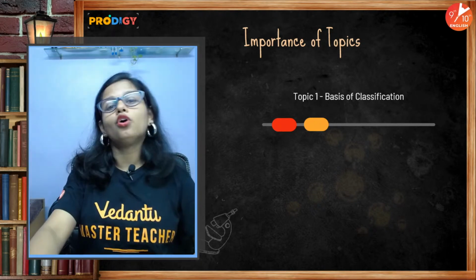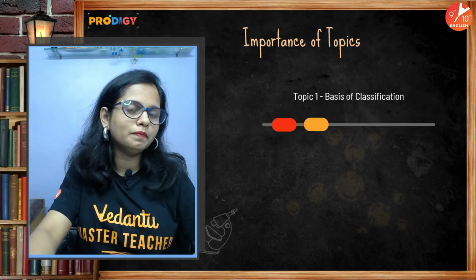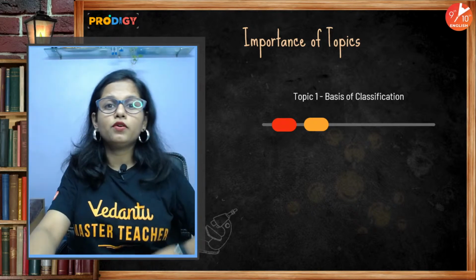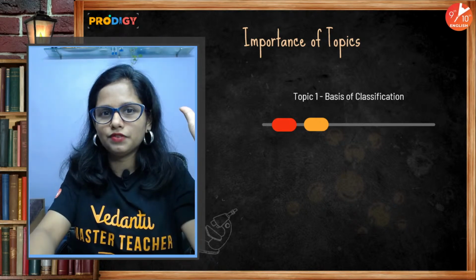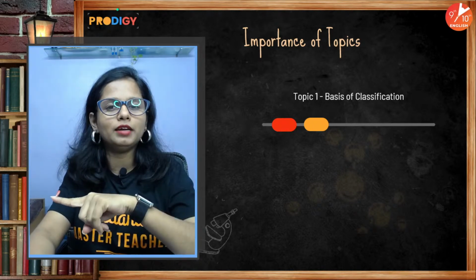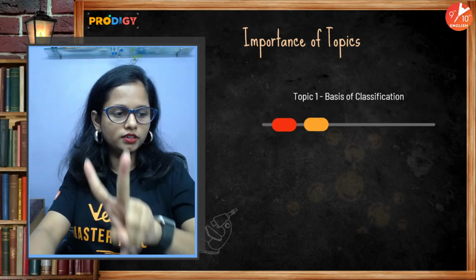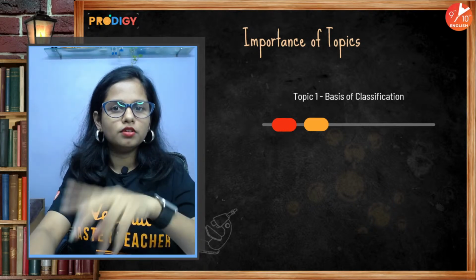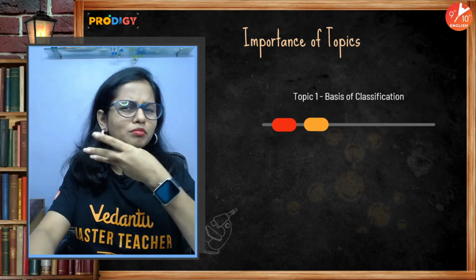But the criteria for classification of the animal kingdom is really interesting and really important, because if you don't understand that part, you won't be able to understand animal classification. So I will rate it 5 on 5. General basis of classification of living organisms: 2. Criteria for classification of animals: 5. And plants maybe 2 or 3.